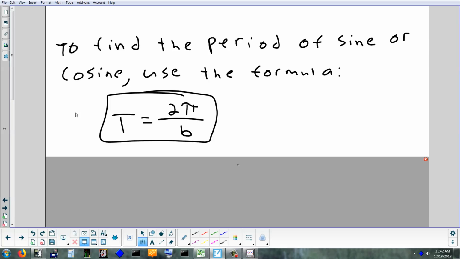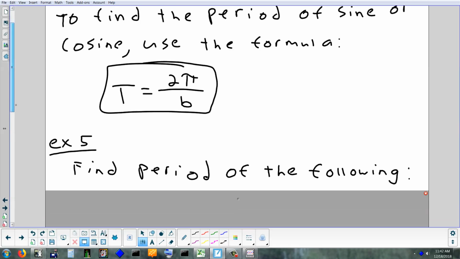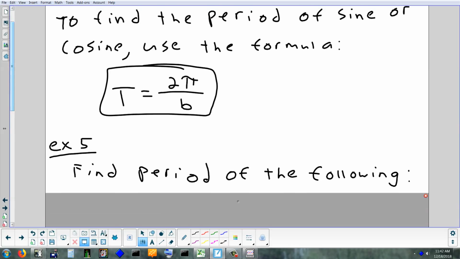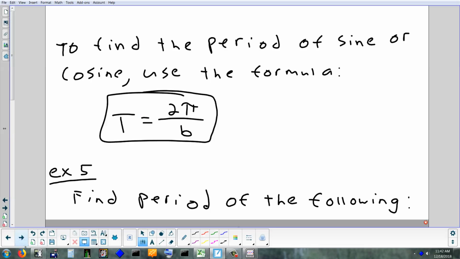That's the formula to calculate the new period. On the test, you're going to have a couple problems, just like when I said find the amplitude. It's going to say find the period. No graph required at all. Just find the period. Remember, the period is not 2 pi by itself. It's not b by itself. It's when you divide both of them. b is just the number in front of the x. 2 pi divided by that number, and that's your new period.